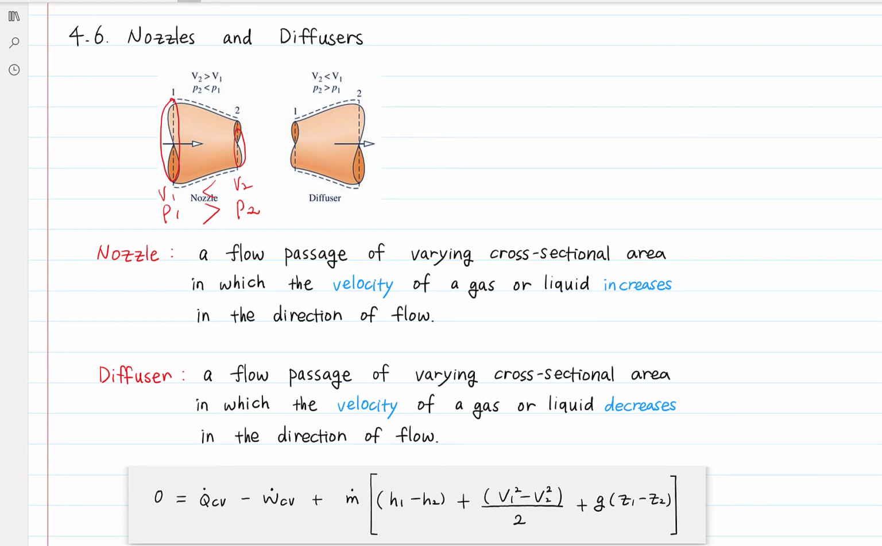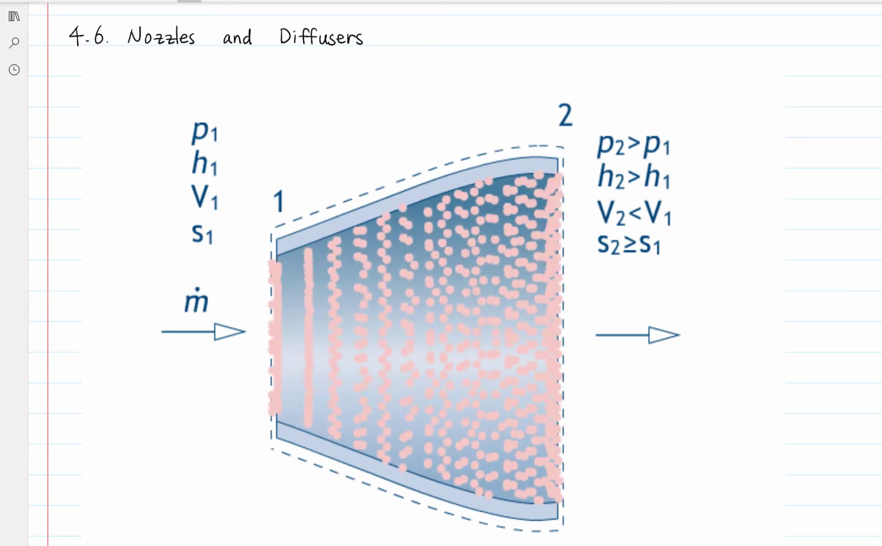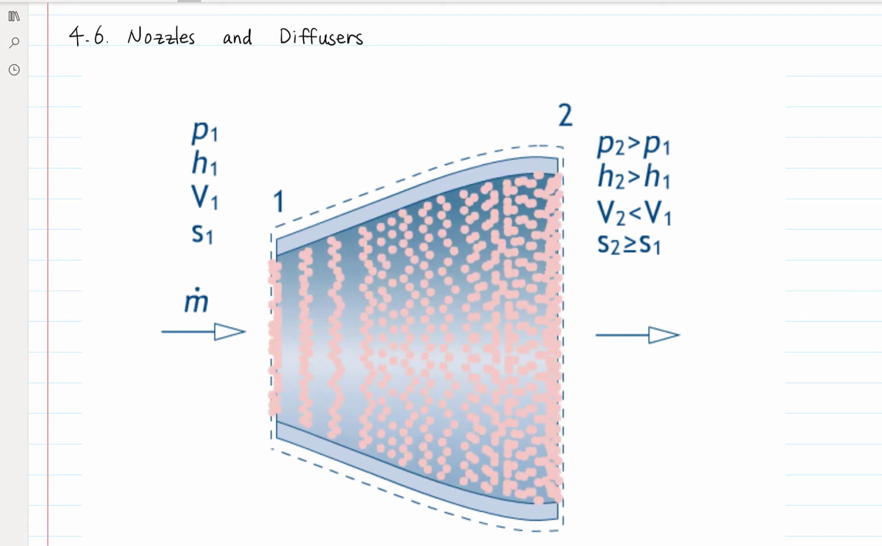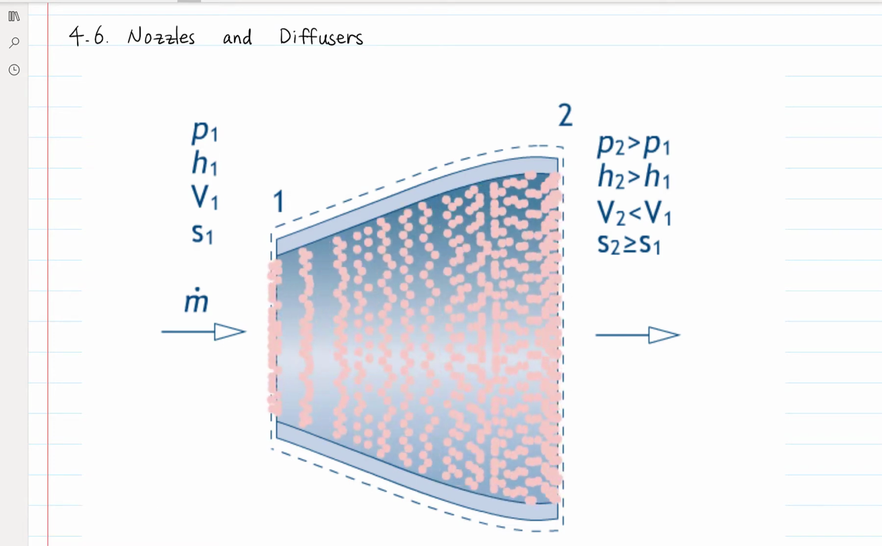On the contrary to this, a diffuser is a device that decreases the velocity of a fluid in the direction of the flow. And this is possible by increasing the cross-sectional area of the flow in the diffuser. So as pressure increases, the velocity of the fluid decreases.